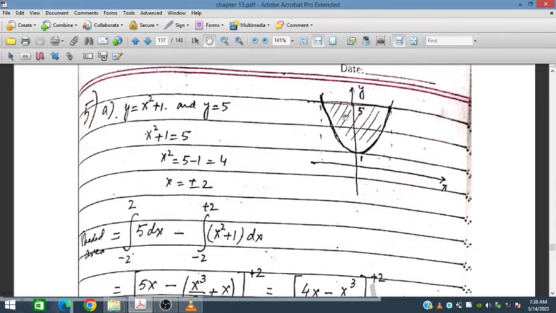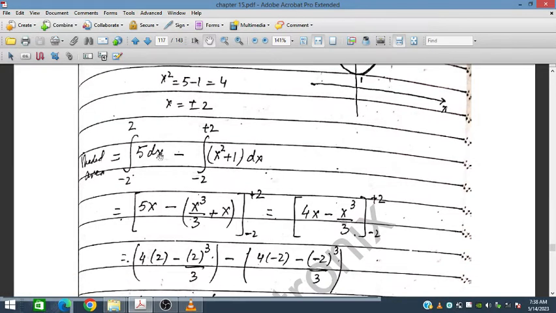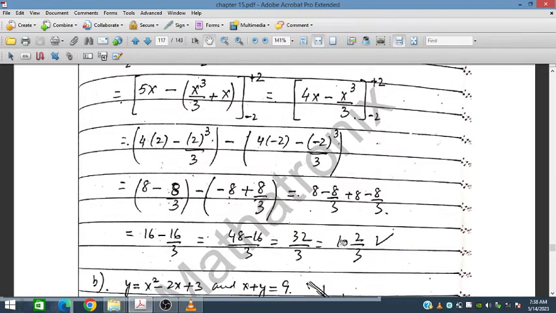So we have 5 dx minus this, and then this area is here, subtracting, and from this we have integrating this part, substituting the limits, and we have obtained this result. This is very important.